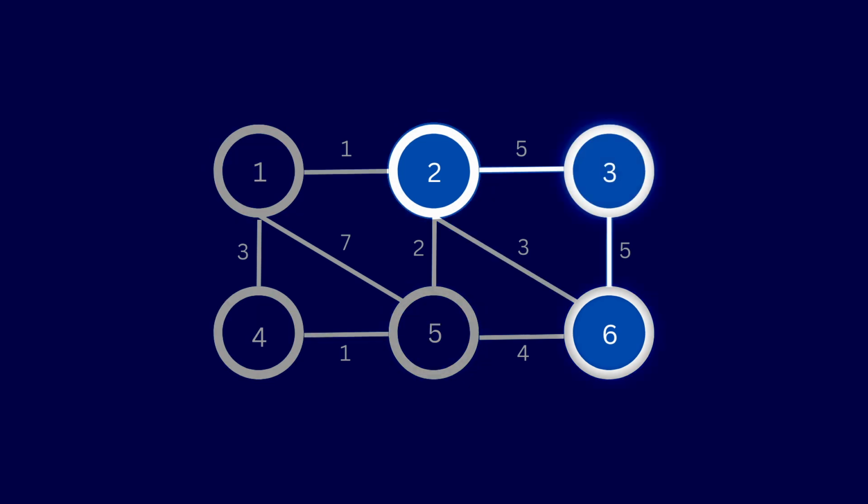Now we can look at vertex 3, which is the last remaining vertex to be added to the MST. We can see that in this case there are two valid options. We can either add the edge connecting vertices 3 and 6, or the edge connecting 3 and 2. They have the same cost, so ultimately either option is correct. I'll add the edge connecting vertices 2 and 3 to the MST.